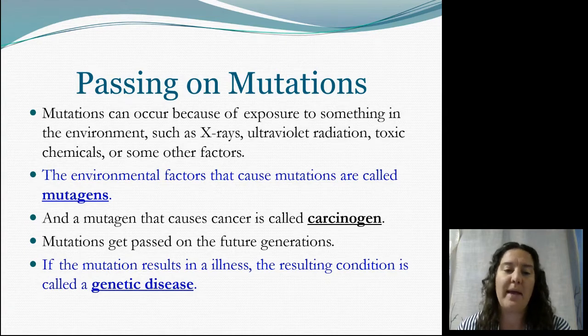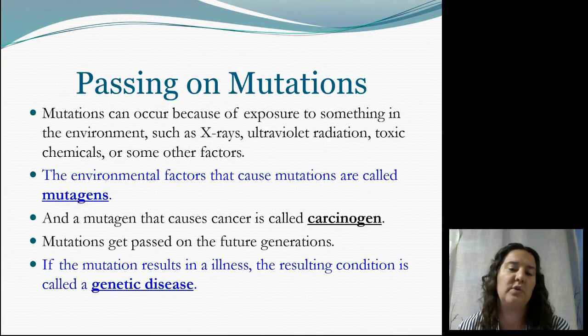Mutations can get passed on to future generations if they occur in your gametes. And we have some mutations that have occurred long enough ago that now the resulting condition is known as a genetic disease. And so this is a mutation on our DNA that affects our future generations.